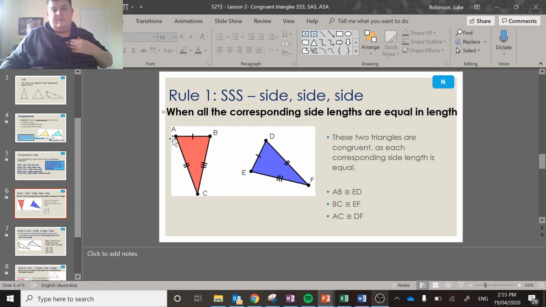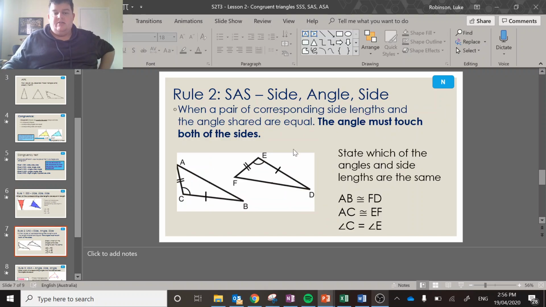So the side A to B is the same as the side E to D. They've both got that one tick, so we know that's true. B to C is the same as E to F. B to C, E to F, both the same. A to C is the same as D to F. You can see that they're all the same. Therefore, they are the same triangle, just on a different angle.